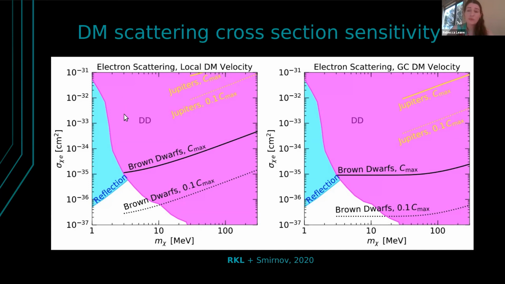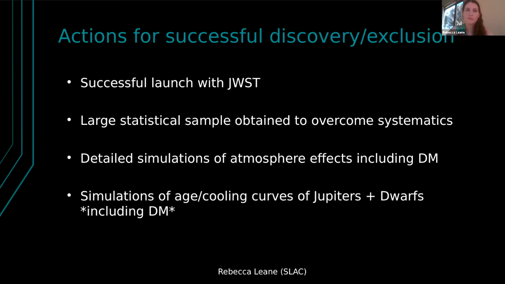So in that case, for a particular model, you can have these direct detection limits lifted and the exoplanet limits would hold. So it's important to think about the different ways we can attack the parameter space from that point of view. Okay, so the actions that we need to get to this parameter space and make an exclusion or actually discover something. The first thing we need is a successful launch with James Webb. So hopefully that does go ahead this year and it doesn't blow up and everything goes fine. A lot of money on the line, a lot of science on the line. So hopefully that happens.